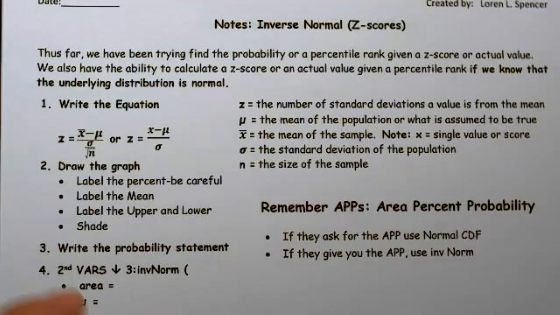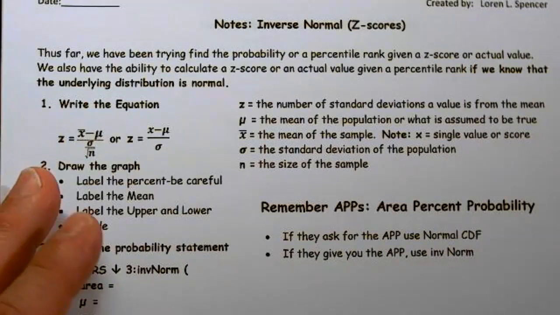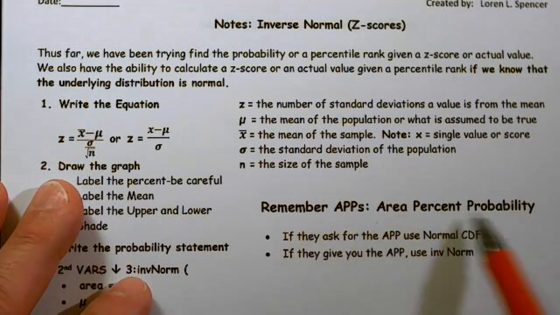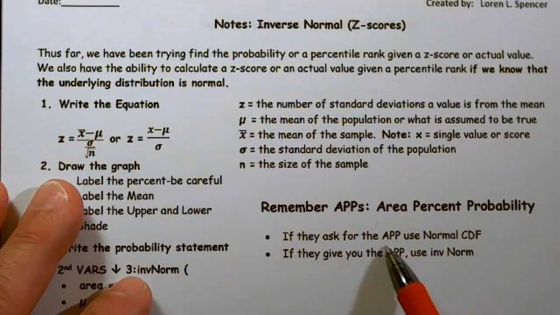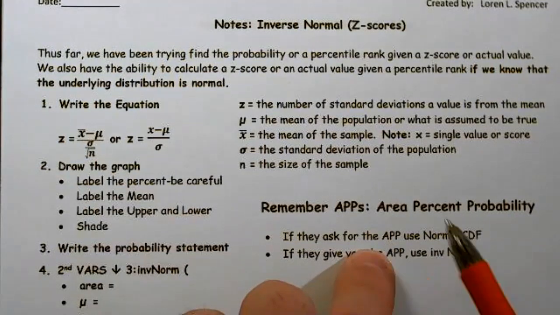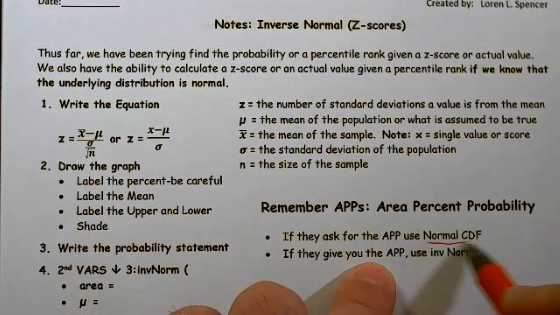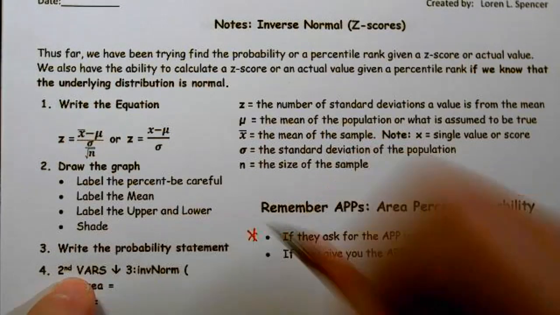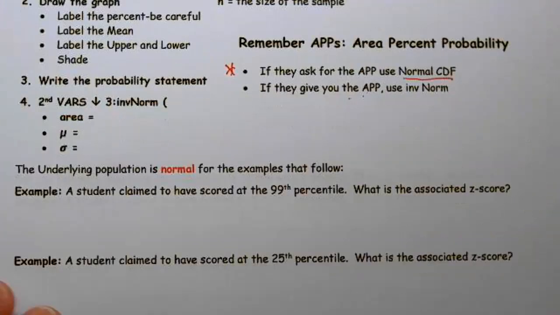Now, students get confused with this. They go, hey, I'm not sure which one to use when. So I want you to remember APP: area, percent, probability. If they ask for the area, the percent, or the probability, use normal CDF. If they give you an area, a percent, or a probability, use inverse norm. I'd go ahead and star this. This is a really important hint for you guys, and I think it'll help you out a lot.